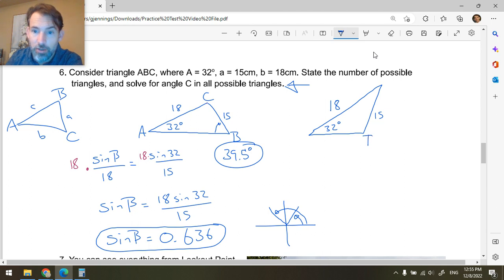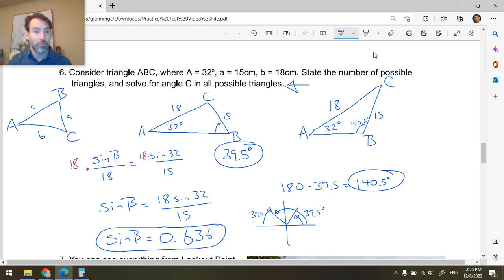But what would it be over here? This is B, this is A, this is C, but B is clearly obtuse. Well, this angle over here is 39.5 degrees. Then that angle there would be 180 minus 39.5. So let's do that. 180 minus 39.5 is going to be 140.5 degrees. So that's this angle here, 140.5 degrees.